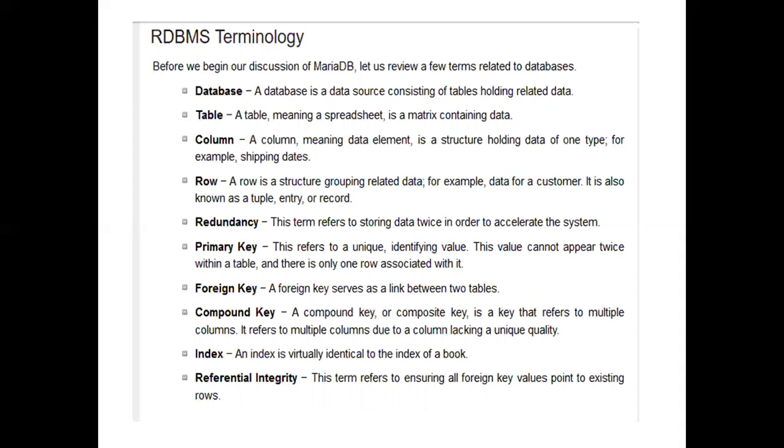There will be a column. A column, meaning a data element, is a structure holding one type of data, for example, shipping dates or author names. A row is a structure grouping related data. And redundancy, this term refers to storing data twice in order to accelerate the systems.